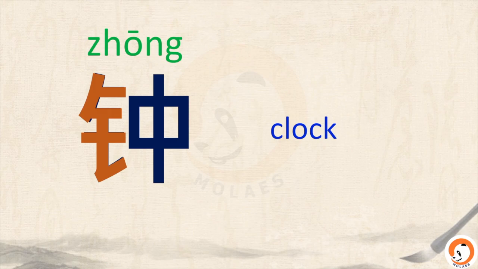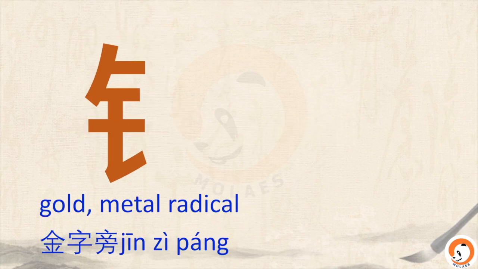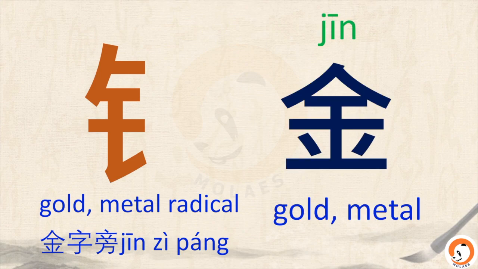Let's have another example. This one, again, is 钟. It means clock. Now let's look at this radical. We call it a gold or metal radical, 金字旁. It is derived from this character, which is also a pictogram. 金 means gold or metal. Now we can see that most pictograms are single-structured and very intuitive, and almost all those characters become a radical of other compound characters.